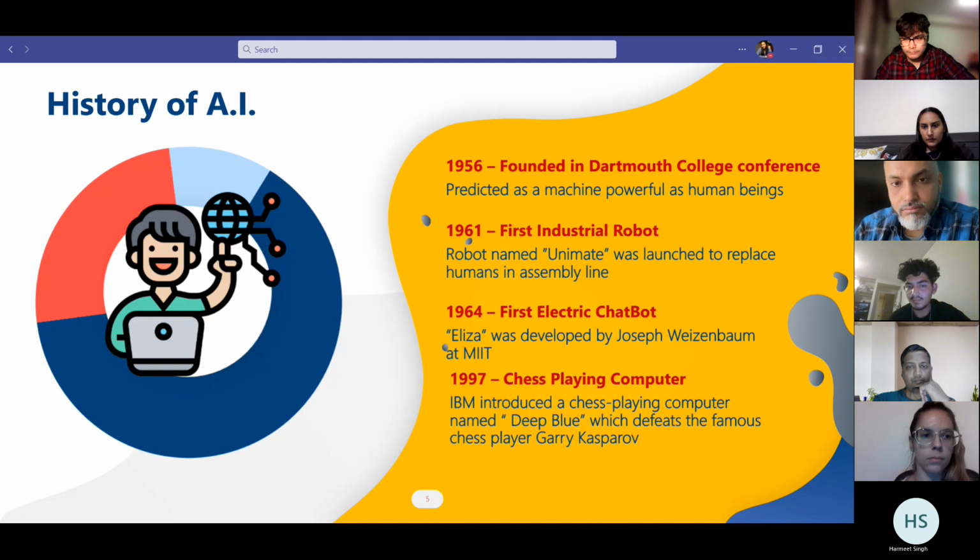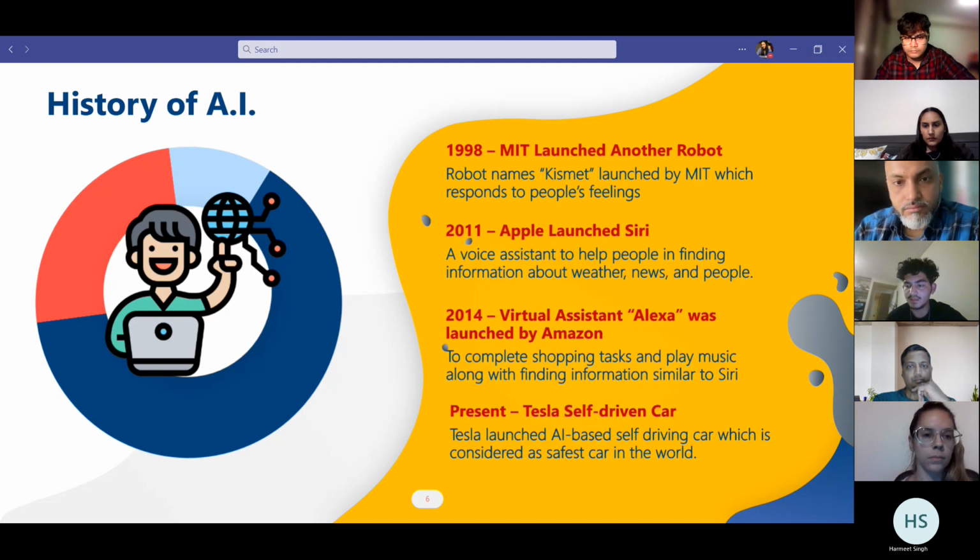In 2011, Apple for the first time launched Siri in their smartphones, which is one of the most used software in today's world. Siri can help people to get information about the weather, and people can also text while talking, and they can also search a lot of things with the help of Siri. And in 2014, Amazon also launched Alexa, which is the same as Siri, but it can also help people to play music, and people can also do their shopping tasks.